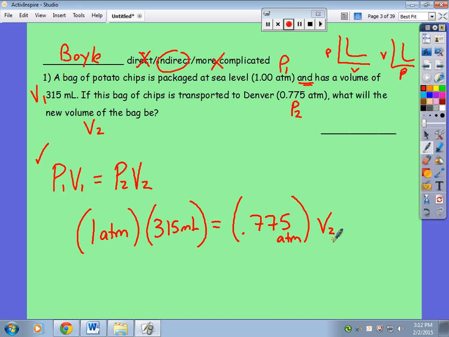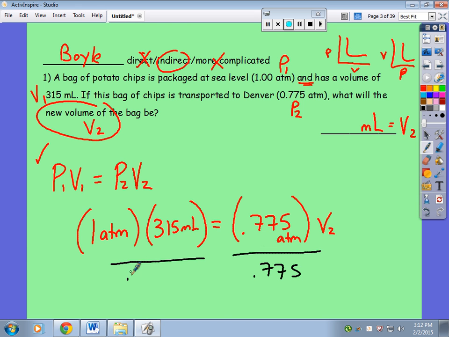And I'm going to go ahead and be a good person here so I get my answers correct. I'm finding my new volume, which is V2. If you get things wrong, you can write it down over here so you remember. I'm going to go ahead and label my units ahead of time so I don't forget to do that. Now, when you do your math, what do you do? You divide both sides by 0.775.